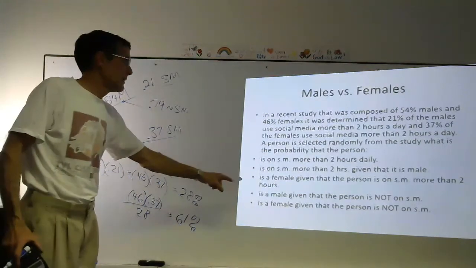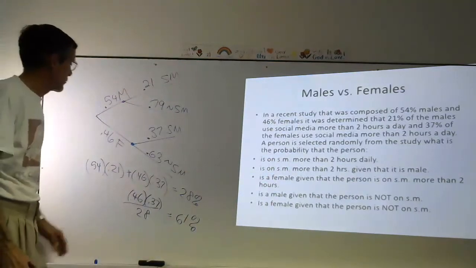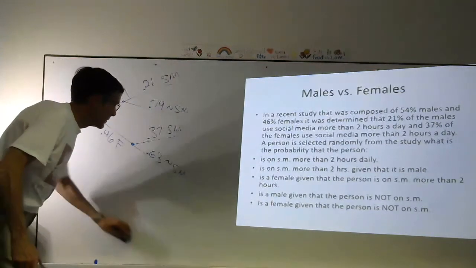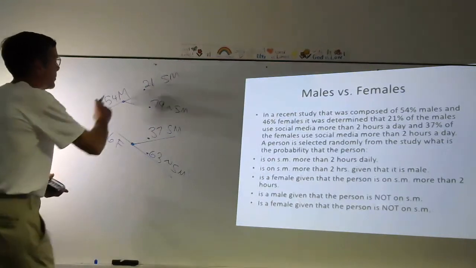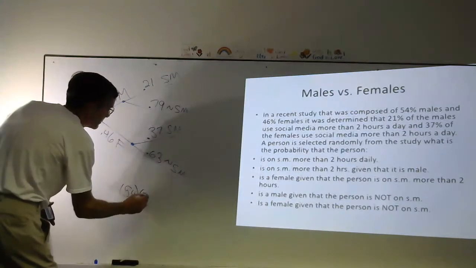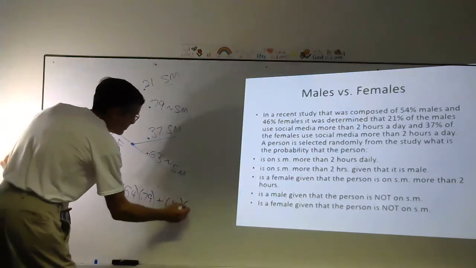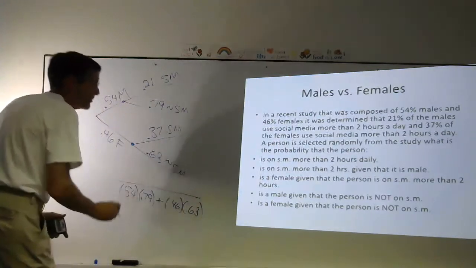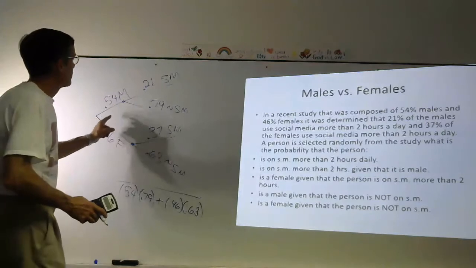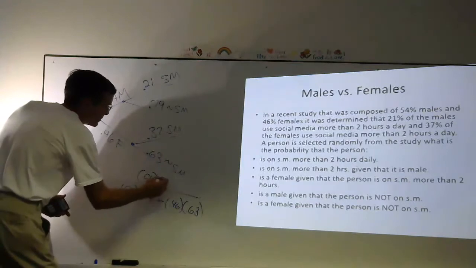What's the probability someone is a male given that they're not on social media more than 2 hours a day? Okay, so we've got to start over. If someone is not on social media more than 2 hours a day, 0.54 times 0.79, see what I'm doing? Not on social media, 0.46 times 0.63. That's your total sample space. That's all the people not on social media. What's the probability it's a male? Male, not on social media, 0.54 times 0.79.